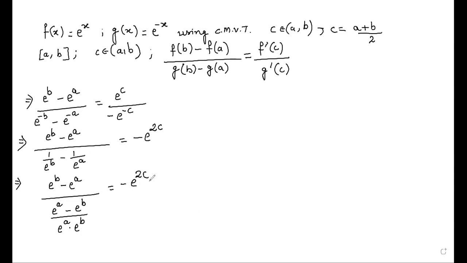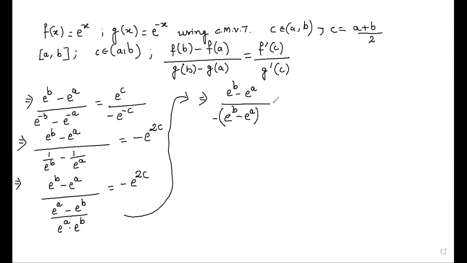All right. Now just simplifying this, the numerator is e to the power of B minus e to the power of A. The denominator becomes, if I take the negative sign common, e to the power of B minus e to the power of A, and e to the power of B into e to the power of A. That becomes e to the power of A plus B, and it will go upwards in the numerator. And it equals the right hand side, which remains as it is, minus e to the power of twice C.